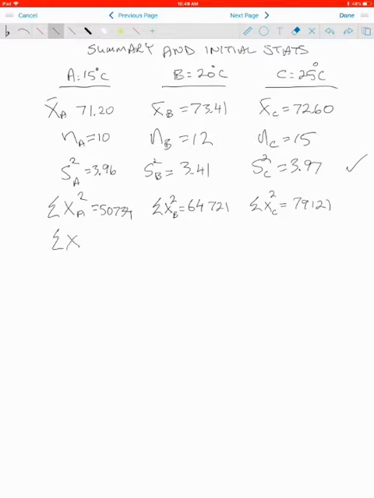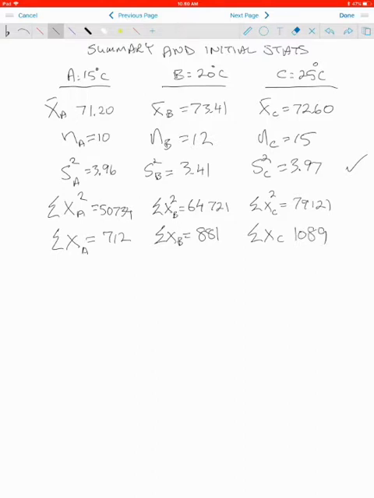We also need the sum of the x's. In fact, we already have kind of calculated it because we got the mean. So the sum of the values for this group was 712. The sum of the values for group B was 881. And the sum of the values for group C is 1089.